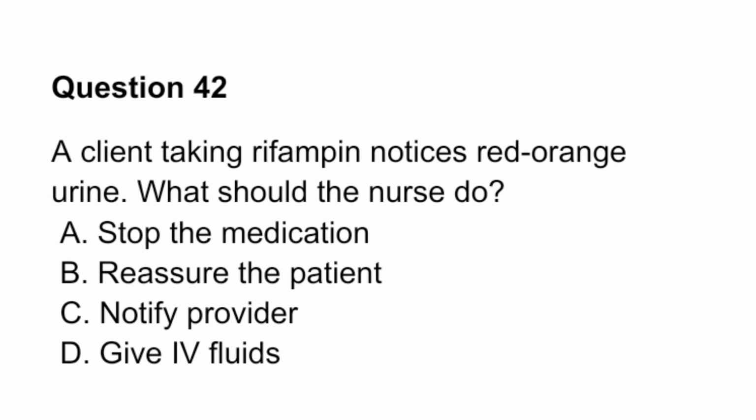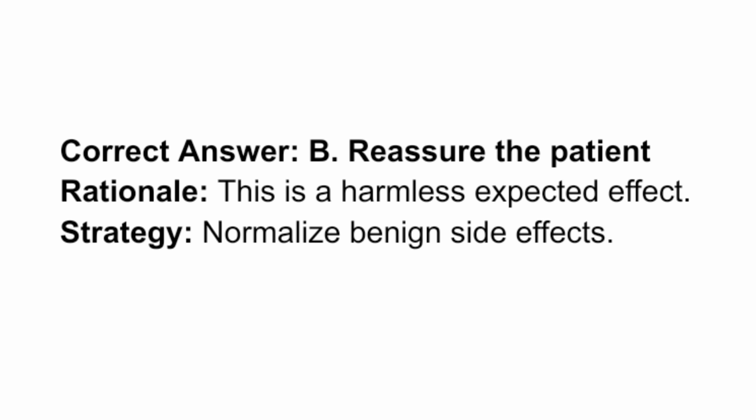Question 42. A client taking rifampin notices red-orange urine. What should the nurse do? A. Stop the medication. B. Reassure the patient. C. Notify provider. D. Give IV fluids. Correct answer, B. Reassure the patient. Rationale, this is a harmless expected effect. Strategy, normalize benign side effects.